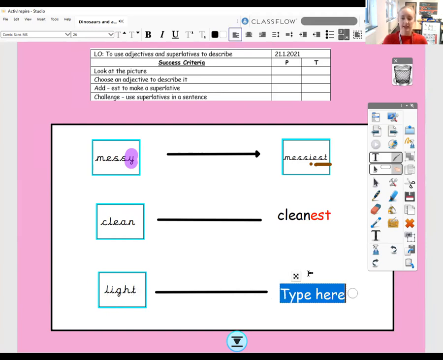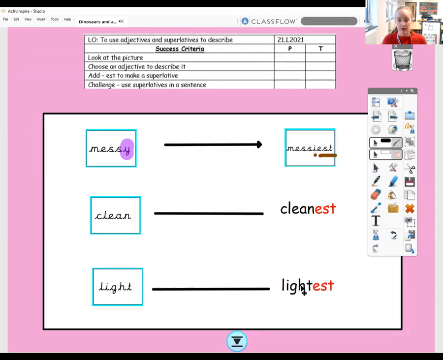So I've got light, and I need to add the suffix est onto the end of it to make it a superlative. So I'm going to write light, and then I'm going to add est onto the end here, and that changes the word to a superlative. So now I've got the word lightest. Your turn. Okay, so the most of something.